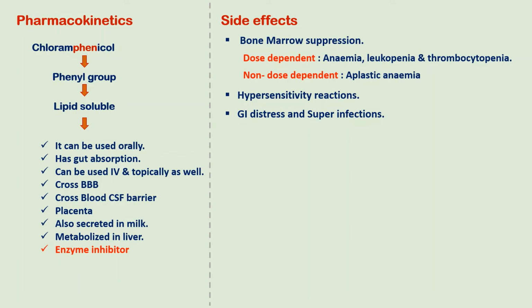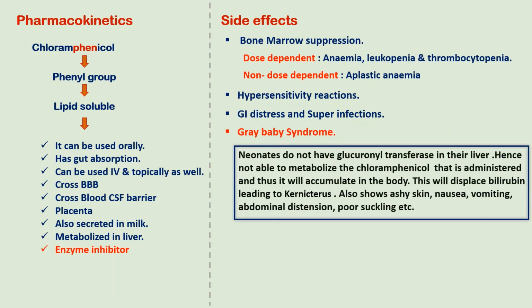An important side effect is gray baby syndrome because these neonates do not have the glucuronide transferase enzyme in their liver, so they are not able to metabolize the administered chloramphenicol. So it will accumulate in the body and also displace bilirubin, leading to kernicterus. It also shows ashy skin, nausea, vomiting, abdominal distension, then cyanosis and circulatory collapse.